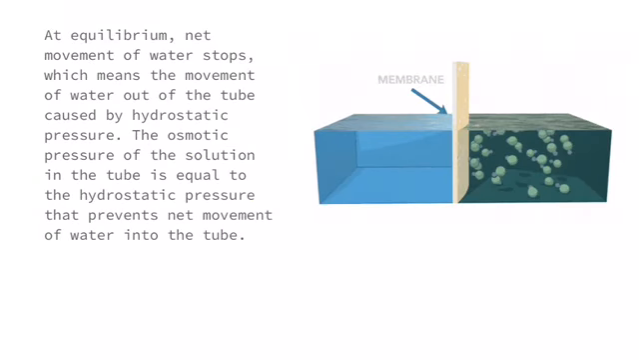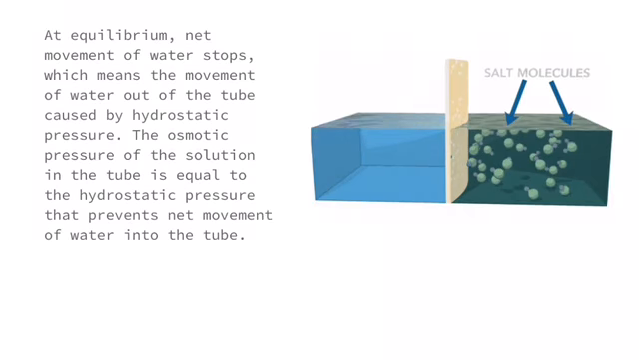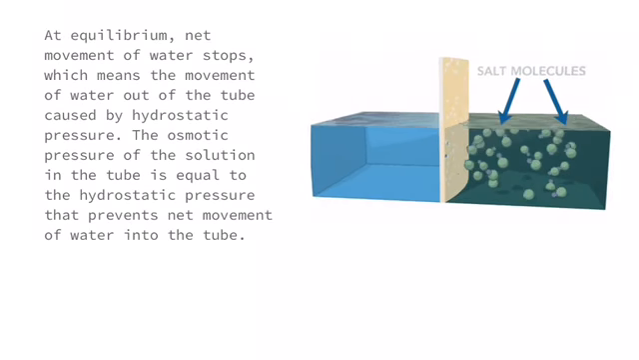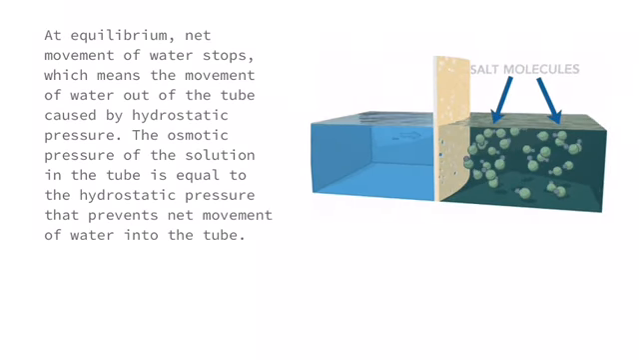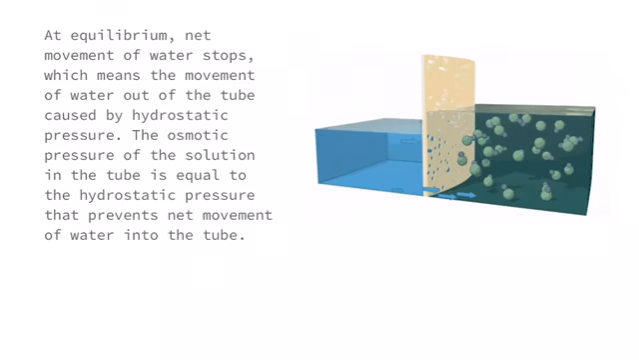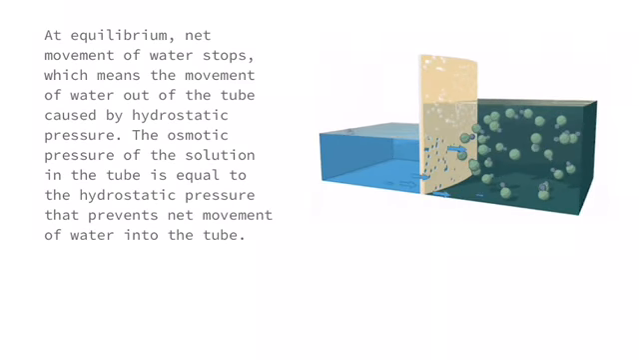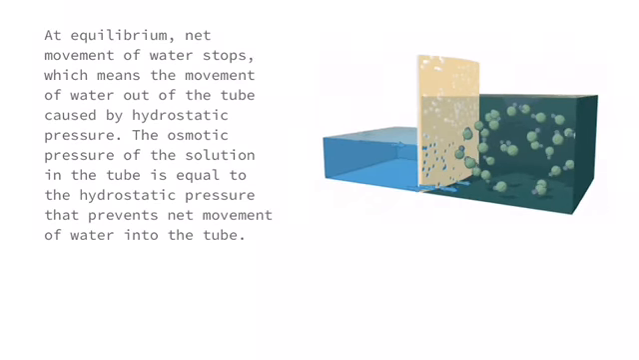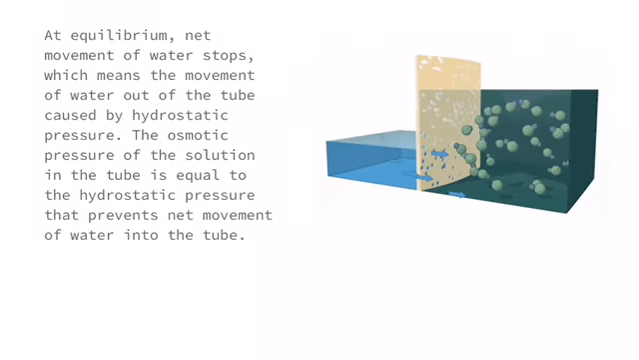At equilibrium, net movement of water stops, which means the movement of water out of the tube caused by the hydrostatic pressure equals the movement in. The osmotic pressure of the solution in the tube is equal to the hydrostatic pressure that prevents the movement of water into the tube.